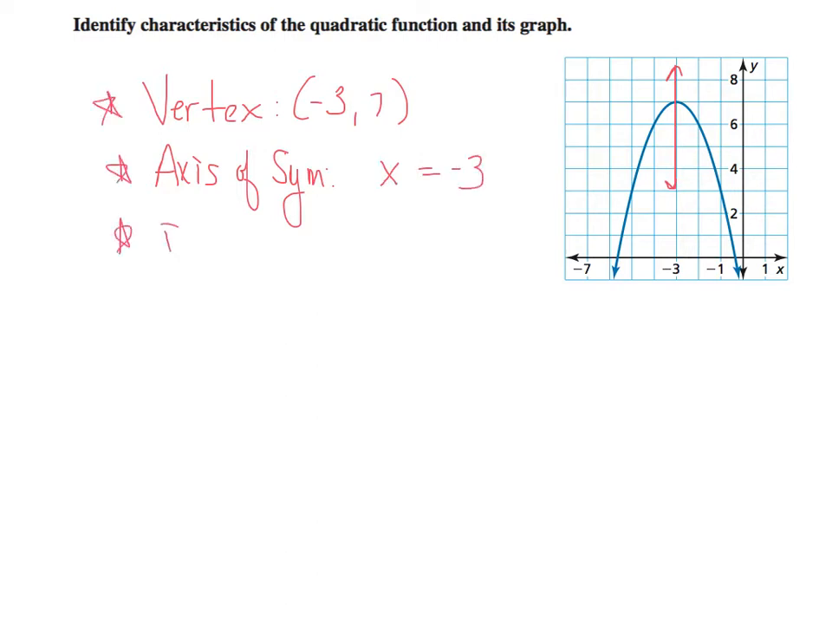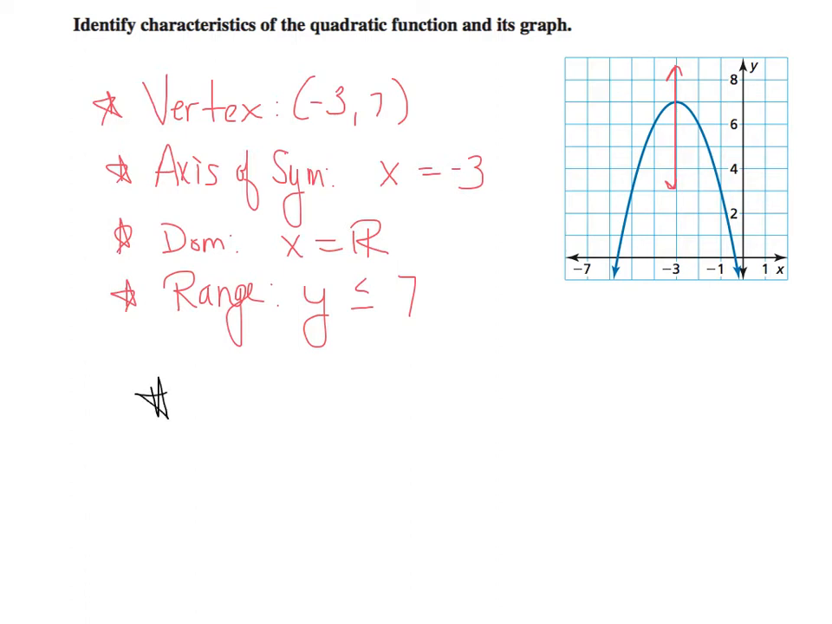The domain, x is all real numbers. But the range is going to be all real numbers that are less than or equal to 7. Since the highest point here, the maximum value for y is 7, everything is less than that. So what else can you tell me?